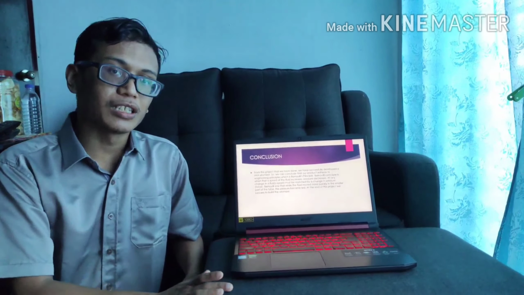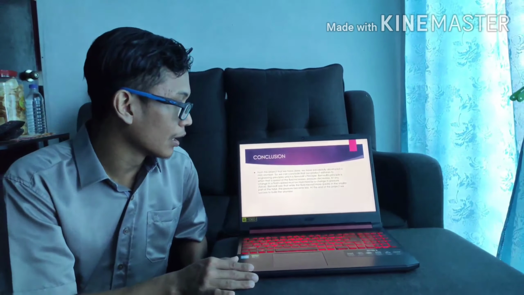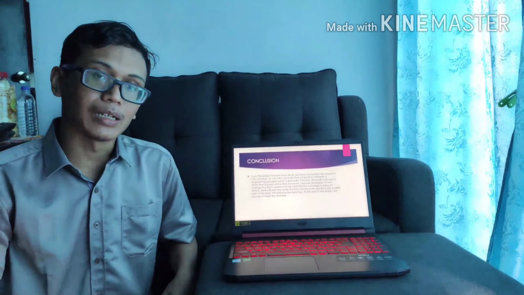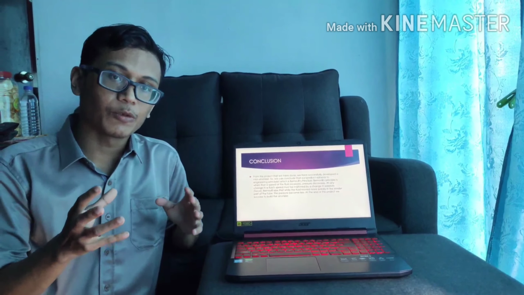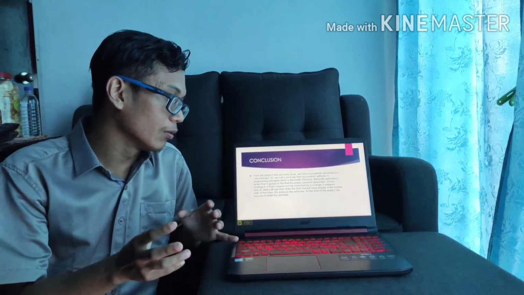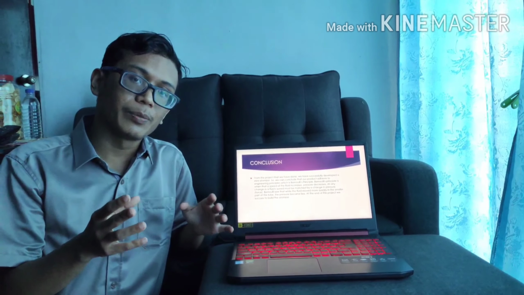I will present the conclusion. Based on the conclusion of our project, we have successfully developed a mini atomizer. We use the Bernoulli principle.